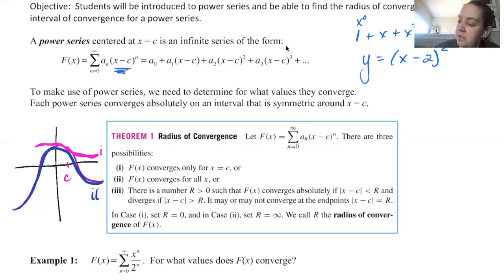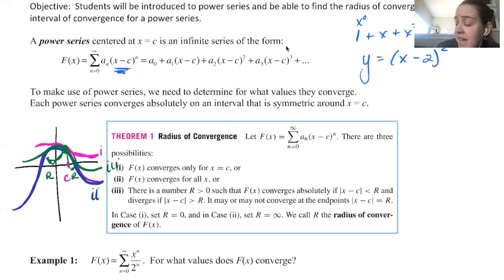Option 2 would be a perfect match. And then here's option 3. There's a number r greater than 0 such that f of x converges absolutely. So if it converges, remember that purple is the original. If it converges, say, from here to here, here's my c in the middle, and r is that distance to the left and that distance to the right. I know this is a little bit messy, that it matches up perfectly, but beyond that, it doesn't match up. And then you have endpoints that you have to worry about as well.